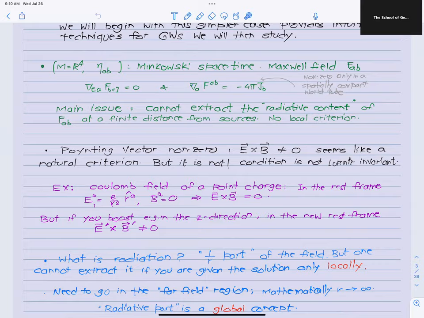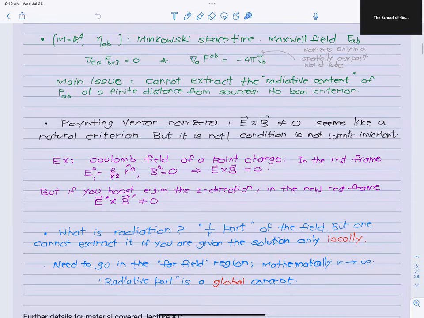Now, when I say this, people immediately point out, but what about the Poynting vector? If there is a flux of Poynting vector across some surface, then clearly waves are carrying away radiation. And this seems like a natural criterion. But in fact, it is not. A simple example is the Coulomb field of a point charge. In the rest frame of the charge, the electric field is just given by this, the magnetic field is given by that. And therefore E cross B is, of course, zero because the magnetic field itself is zero.